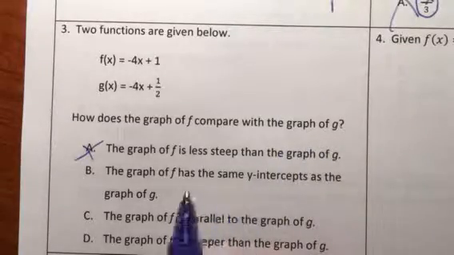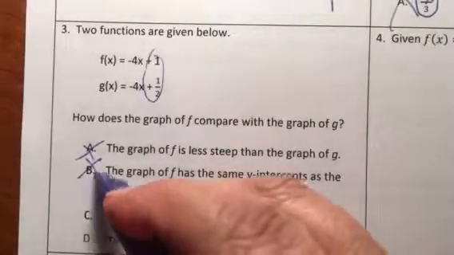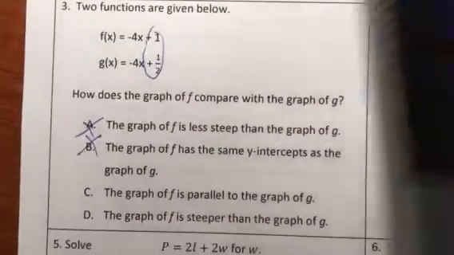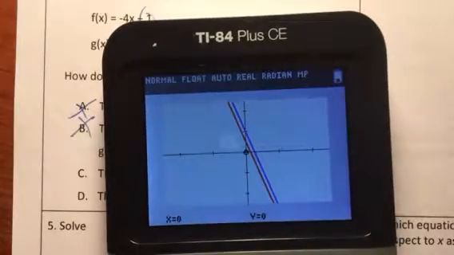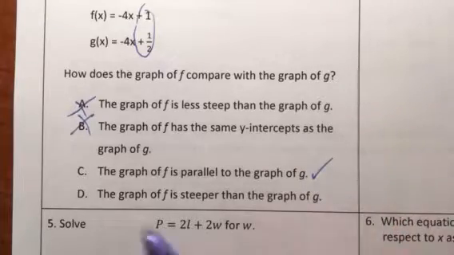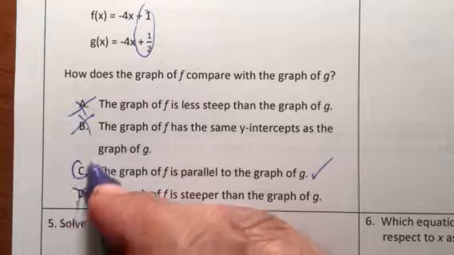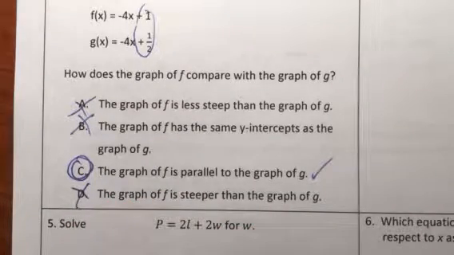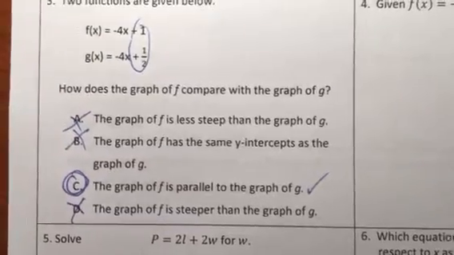They have the same y-intercepts. Well, the y-intercepts are not the same. C says they're parallel. Would you call those parallel lines? Railroad tracks. That's what you guys most often compare it to. And then we've already discovered that it doesn't change the steepness. So you would say that it's parallel. So that's the best answer for that problem.